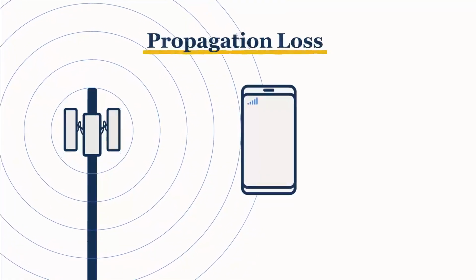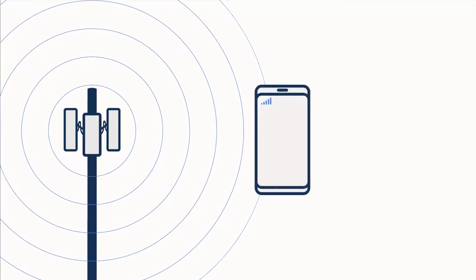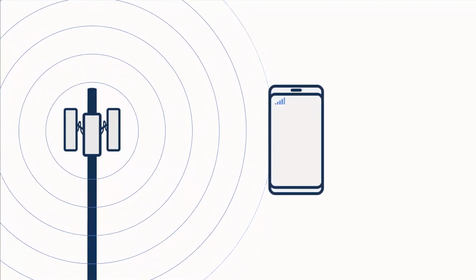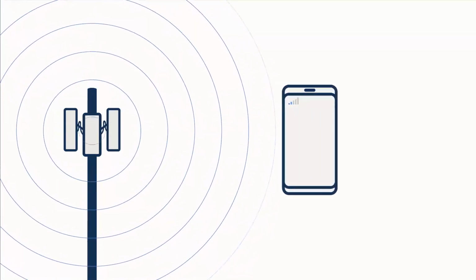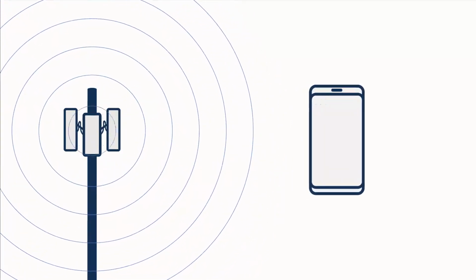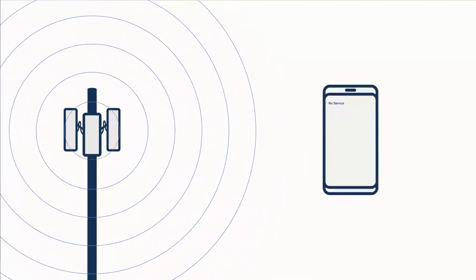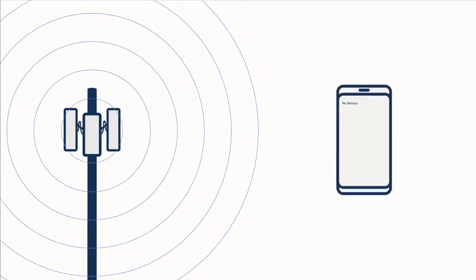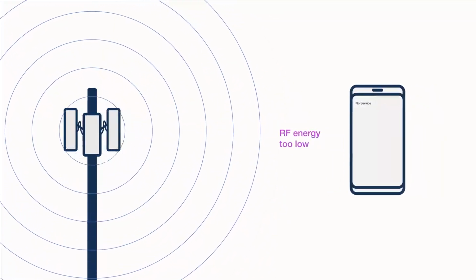The longer the distance between radios, or cell phone and tower in our example, the weaker the energy. If the RF energy is too low, the receiver can't detect the specific pattern of energy, the signal, from the energy in the background, the noise, or the static.